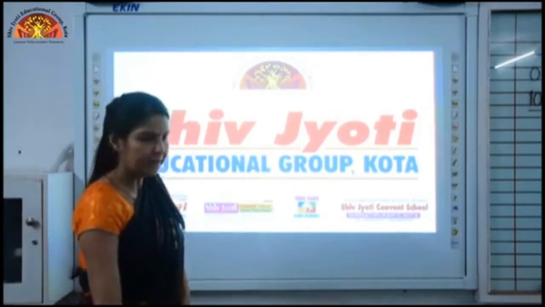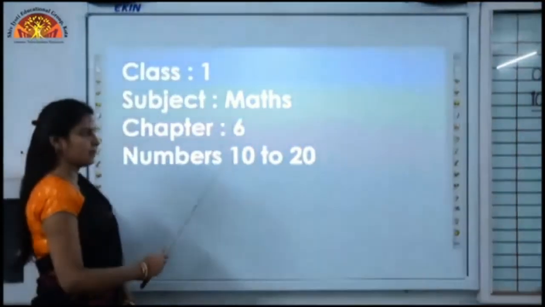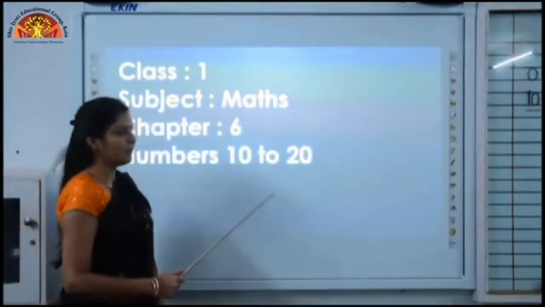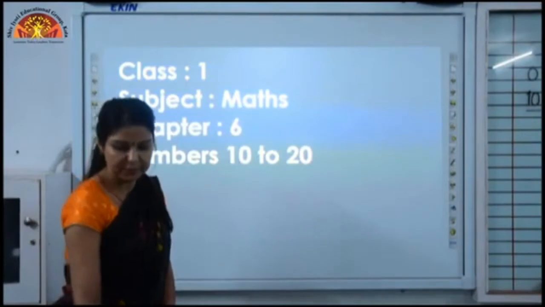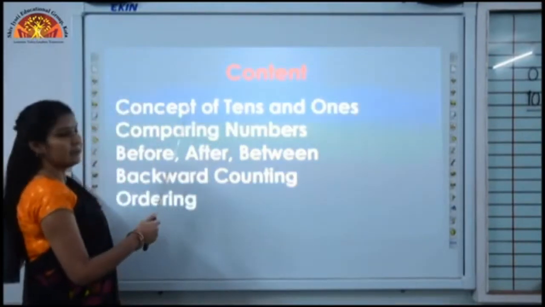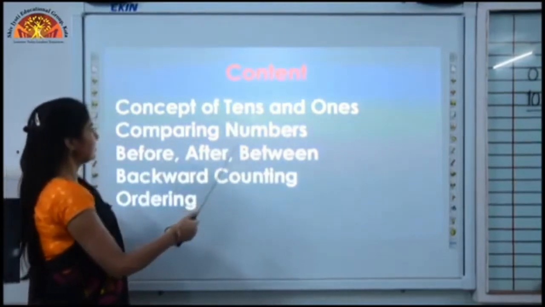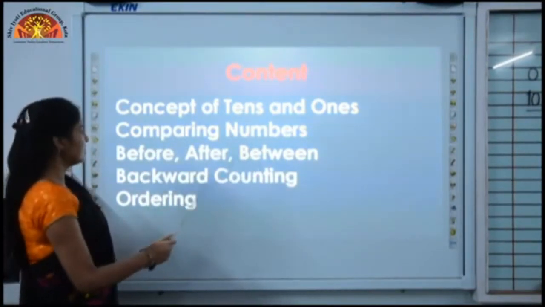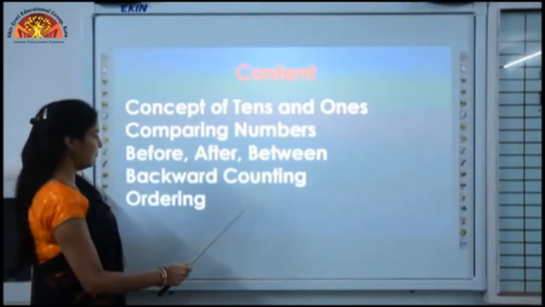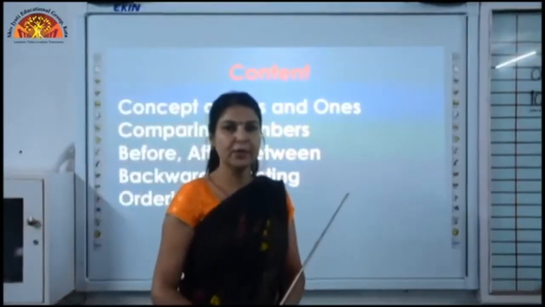Children, today we are going to discuss chapter 6, numbers 10 to 20. We have discussed this chapter already. Now we will start bookwork of this chapter. So kids, we will cover these topics in this chapter: concept of tens and ones, comparing numbers, before, after, between, backward counting and ordering. So children, take out your book.